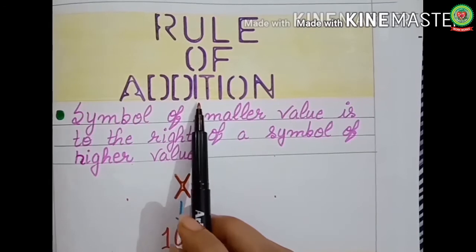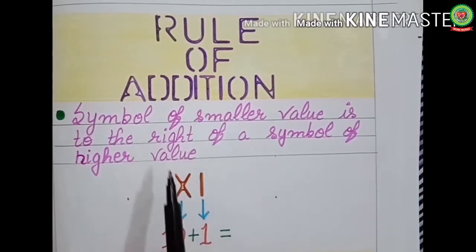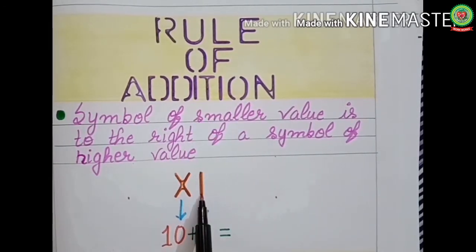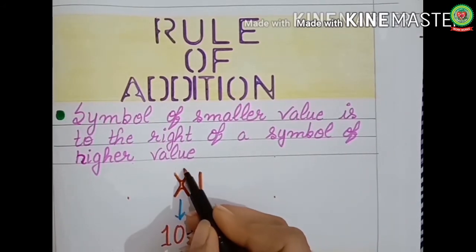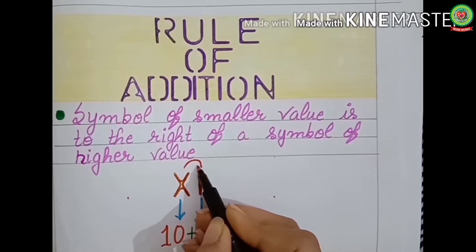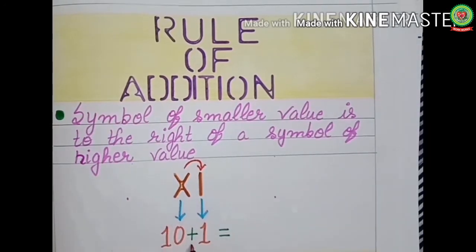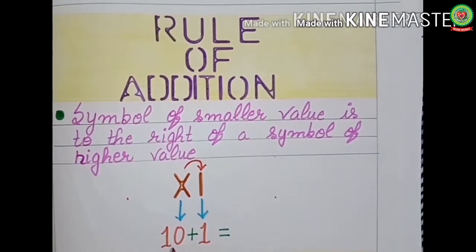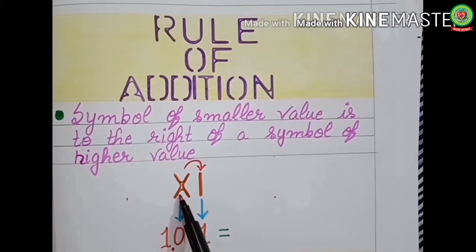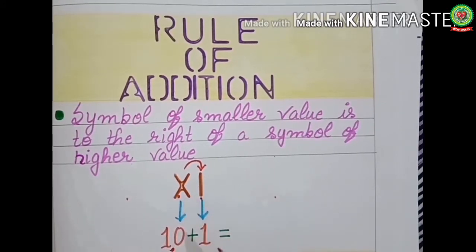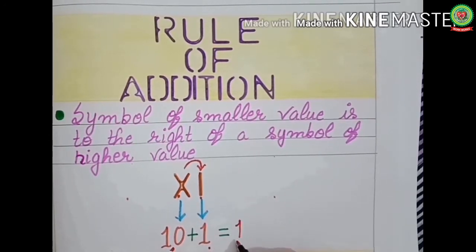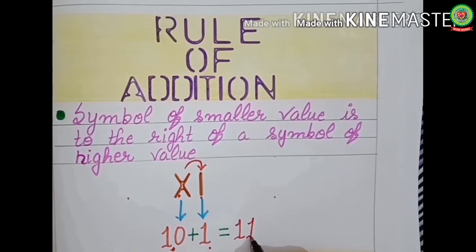Next is rule of addition. If a symbol of smaller value is to the right of a symbol of higher value, then we add the smaller value to the greater value. X has a value 10 and I has a value 1. So we can write 11.